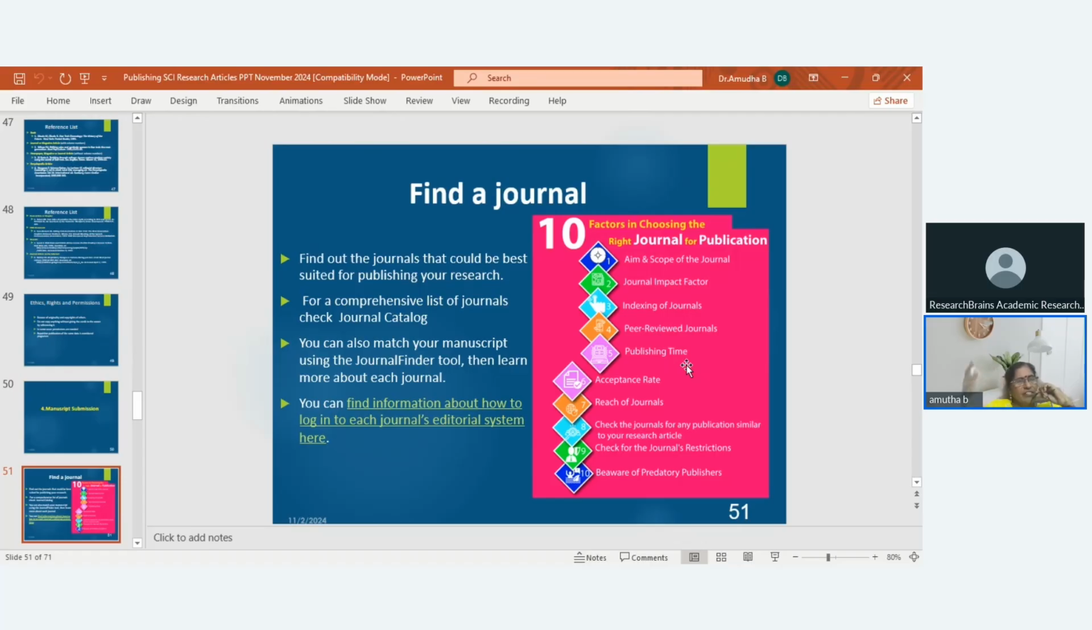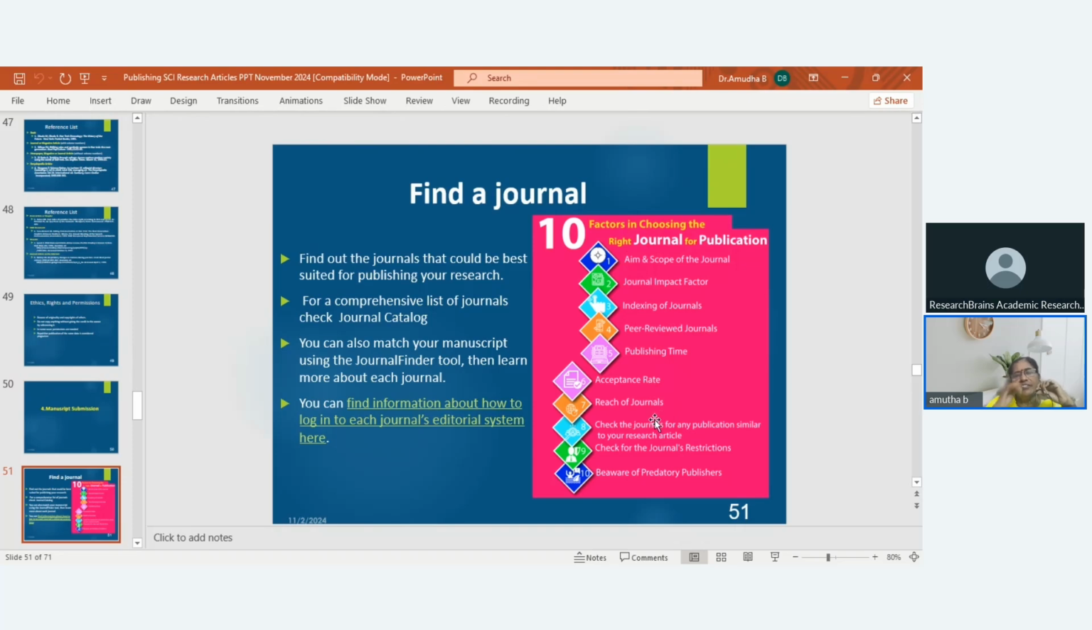If the journal is taking 3 or 4 rounds of reviews, and the time taken to publish your paper is 2 years or 1.5 years, then would you go for that journal or not? And then the acceptance rate, whether it accepts only 20% or 10% of the papers submitted, and whether you will go for that journal. All that you have to check.